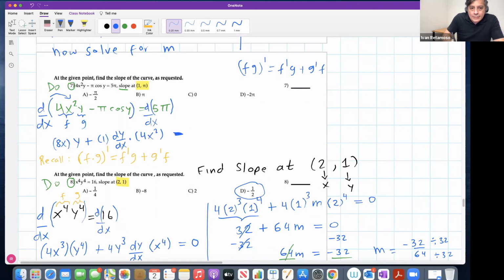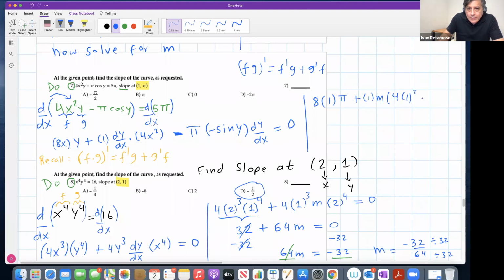minus, notice this one, pi derivative of cosine, minus sine of y, right? And you have to attach dy/dx, right? This equal derivative of 5 pi, 0. But now the good news is that we have the value of x is 1, the value of y is pi. So put them in. So 8 times x, which is 1, y is pi, plus 1 times derivative, I call it m, 4, 1 squared, minus pi, minus sine of pi, dy/dx, equals 0, right?